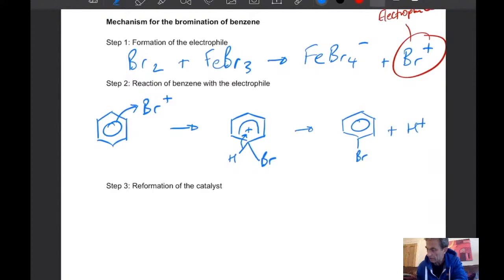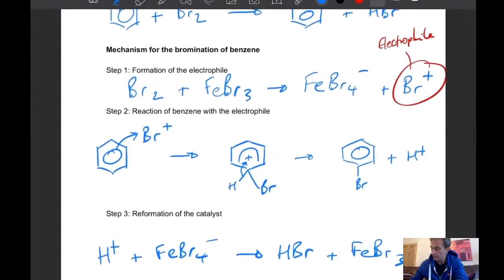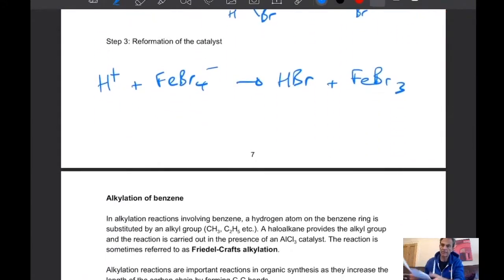And then all we've got to do now is reform the catalyst. So I'm sure you can predict the reaction. So that H plus ion that we've just formed and the FeBr4 minus ion, which was generated there, they react together and form HBr, and there's the catalyst back, FeBr3. So that's that one. Nice and sort of familiar, I would say, to the previous one, hopefully. So if you're happy, let's just crack on.